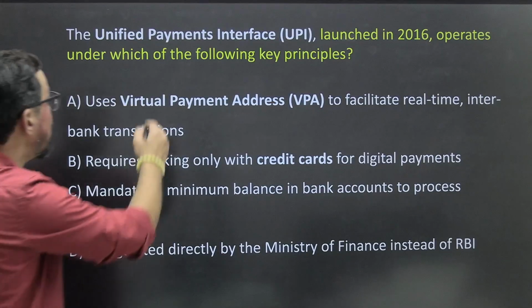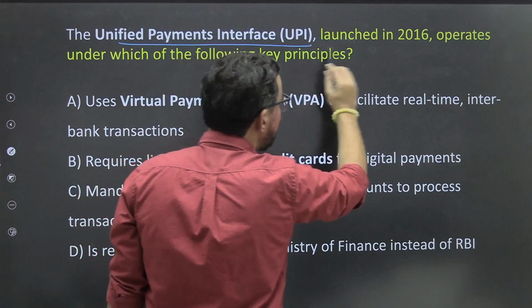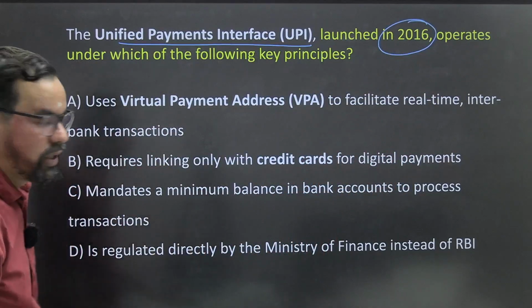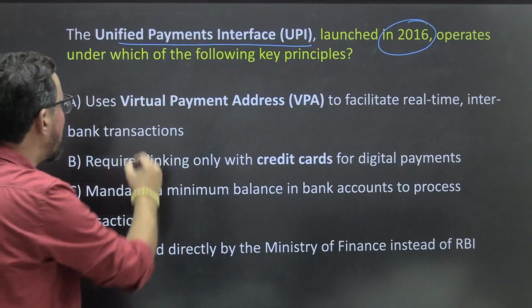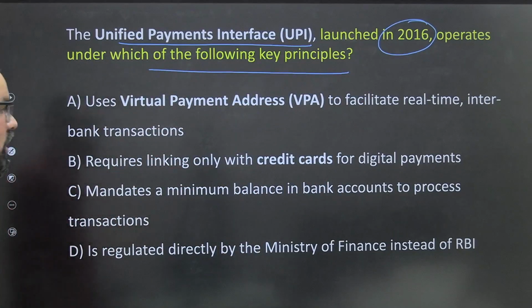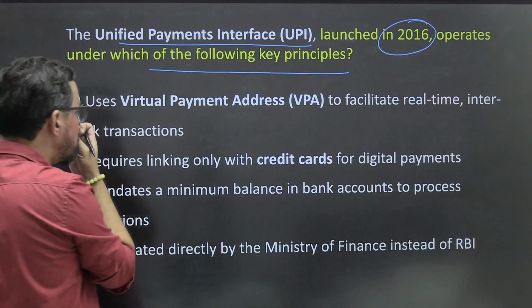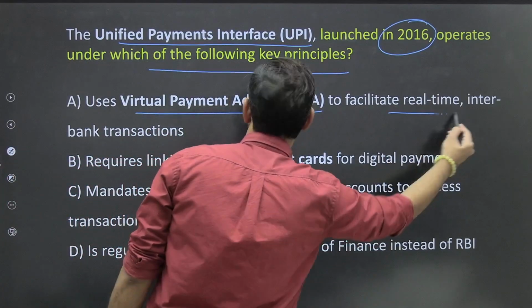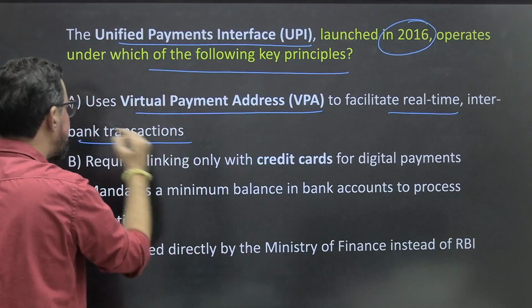Next one. UPI, Unified Payment Interface, launched in 2016, one of the most emerging payment tools in the country. Operates under which of the following key principles? तो किस पे काम करता है? VPA पे काम करता है, ठीक है? So users use virtual payment address to facilitate real-time interbank transactions, 100% true.